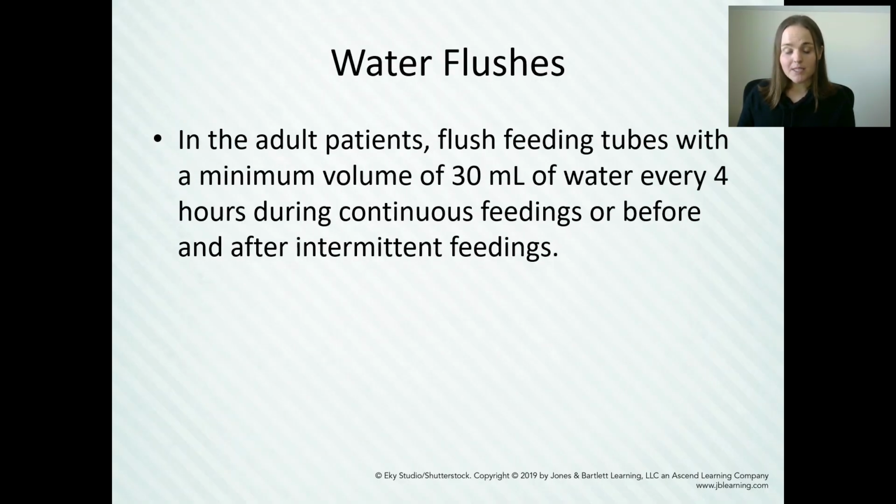Okay, as far as water flushes go, in the adult patient, you want to flush the feeding tube with a minimum volume of 30 mils every 4 hours during continuous feeds to prevent the tube from clogging. So that's really the minimum water flush that you need, is that 30 mils every 4 hours. And then if you're doing intermittent feeds, you do want to make sure that you still flush that tube before and after the feeds. And typically, if you're doing bolus feeds, you want to do at least 60 mils before and after each bolus.